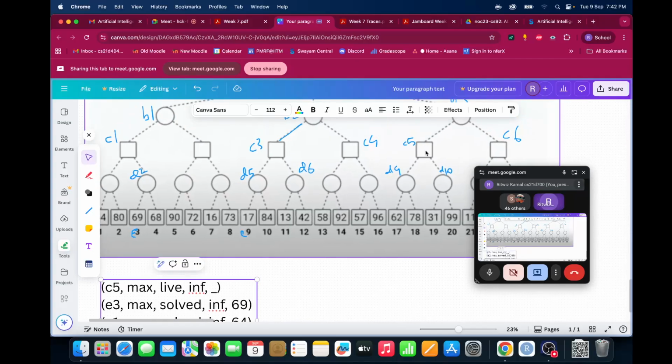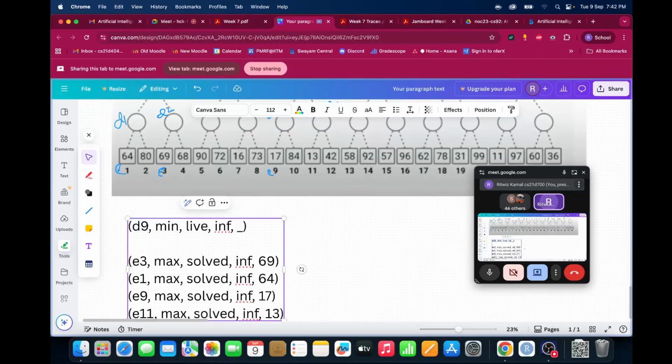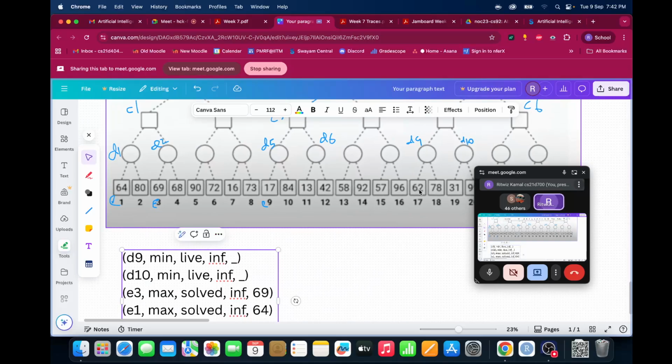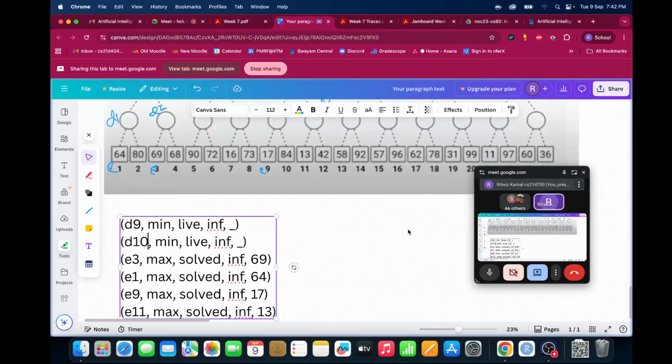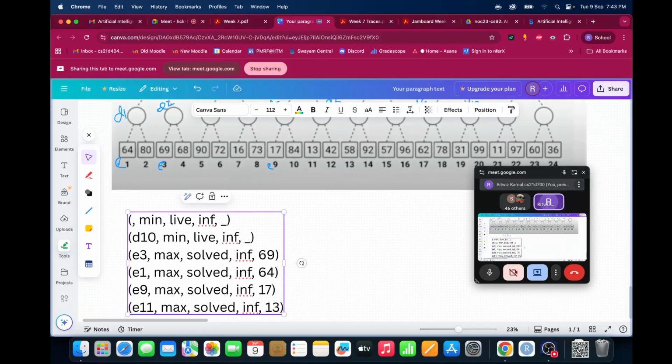Now once C5 is popped, what will be added? D9 and D10, both. Correct. D9, which is a min node, and D10, which is also a min node. Now when D9 gets popped, what will be added? E17. That's correct.